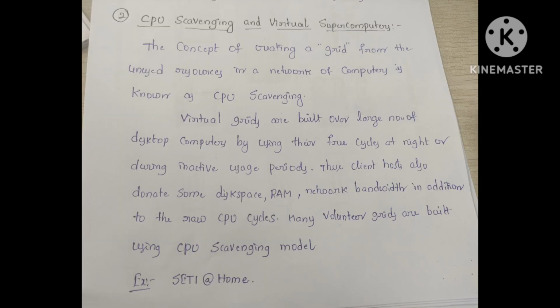The second subtopic is CPU scavenging and virtual supercomputers. Now we will see what is meant by CPU scavenging. For example, if we consider computers, those computers will not be used 24/7. So the unused cycles and unused resources can be created as a grid. That is nothing but CPU scavenging. The concept of creating a grid from the unused resources in a network of computers is known as CPU scavenging.